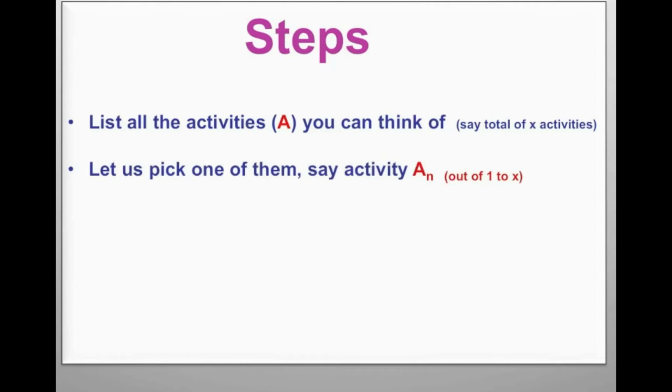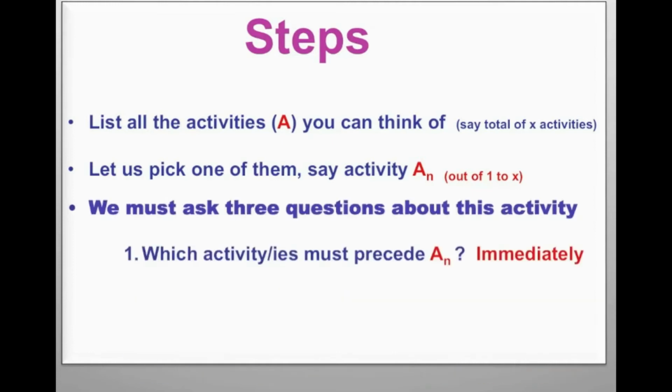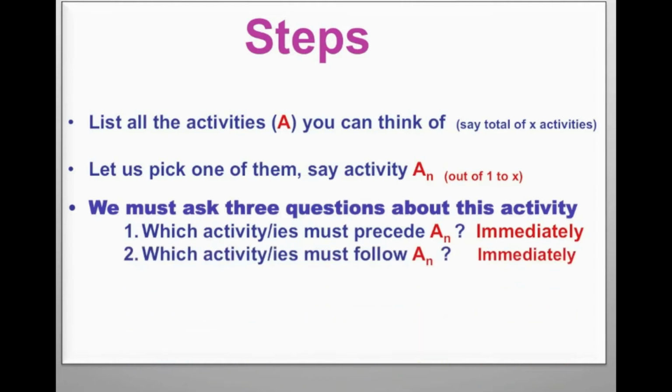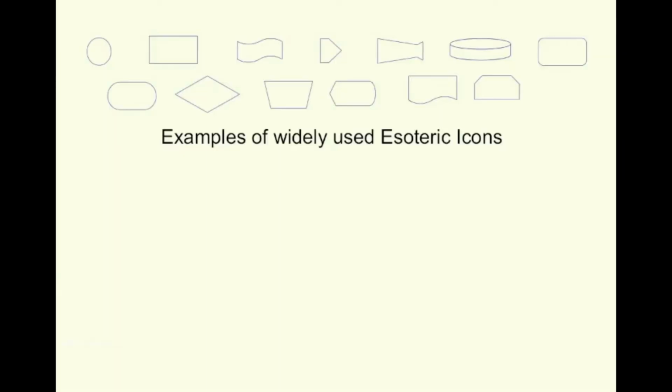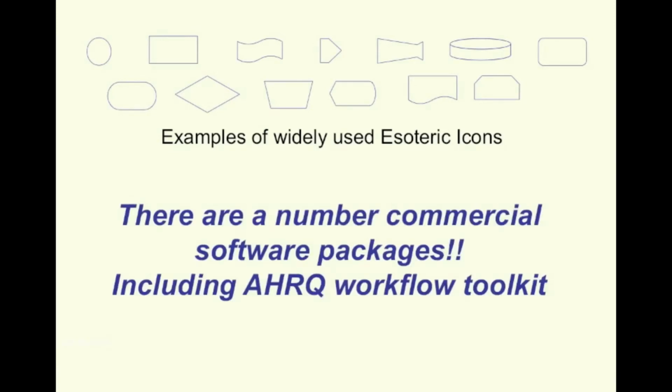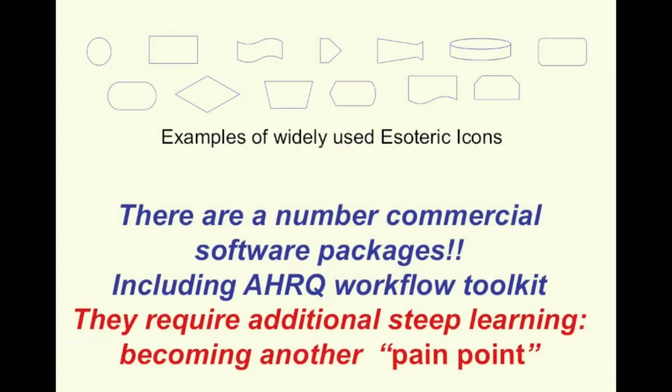How is this done? Well, one has to understand each of the steps in the workflow. We call these activities, and for each activity one needs to understand what precedes it, what follows it, and what can occur simultaneously. If one understands this, one can design a workflow, and one can draw it out using various kinds of icons like these, or you can use software that's readily available. The problem is that these are difficult to use, and often these diagrams are hard to understand.